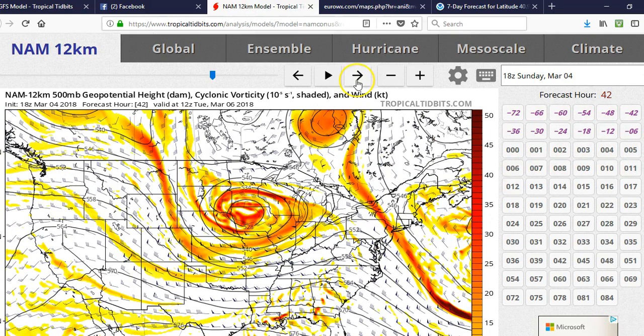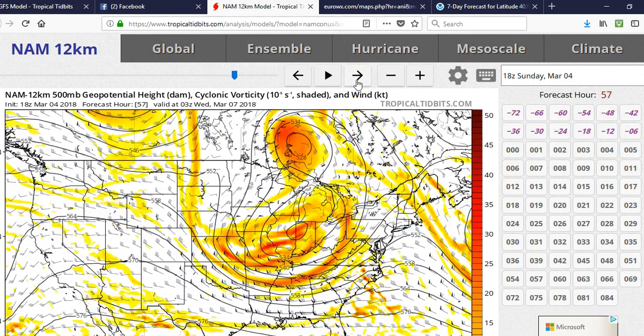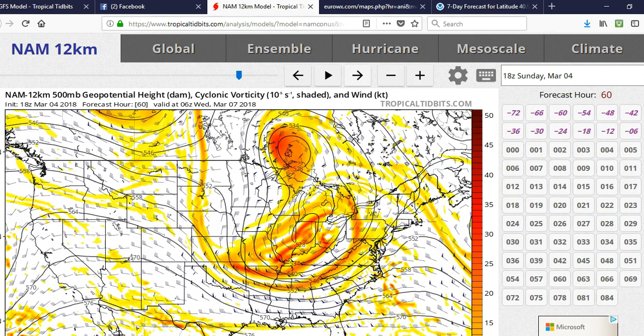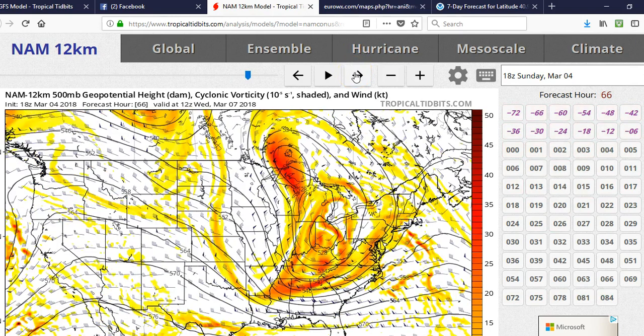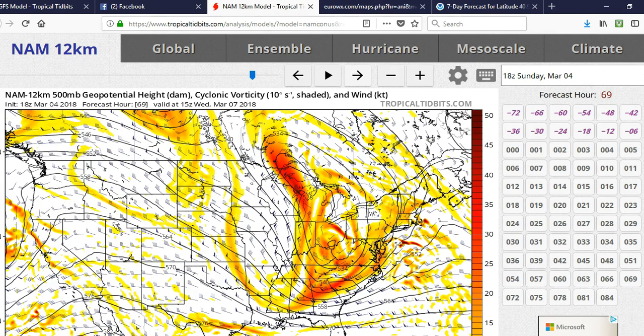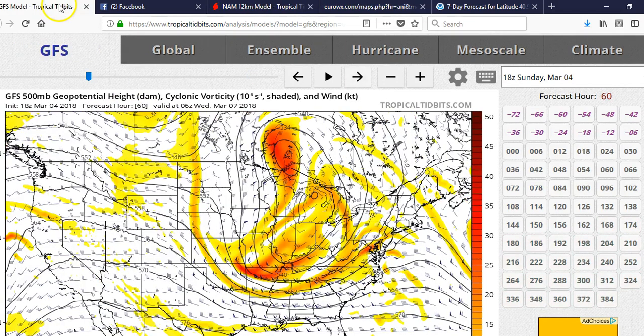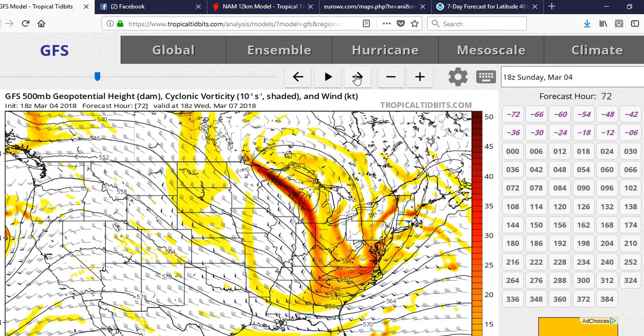Now the NAM has a different solution. As we go through Tuesday night, see, it's still here. So you still have a potent southern upper low. You have two distinct upper level lows. And this one is still strong too. And as you keep going forward, it still doesn't disappear for quite a while. You can still see that closed off isobar. But on the GFS, it's not there. It's gone. You just have this one upper low to your left, which is the steering mechanism for the storm.